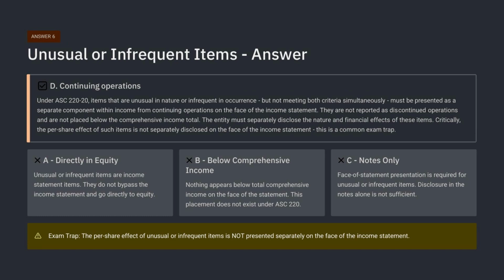Items that are unusual, infrequent, or both are presented as a separate component within income from continuing operations when applicable. They are not recorded directly in equity, not placed below comprehensive income, and not disclosed only in notes without proper statement presentation. Also remember the exam trap. The per share effect of these items is not separately presented on the face of the income statement. There is no special downstairs room below comprehensive income for these items.